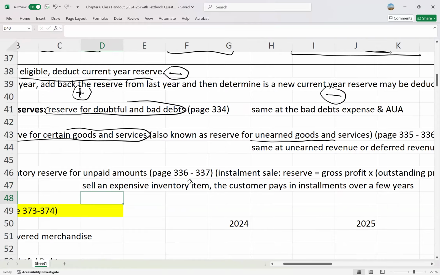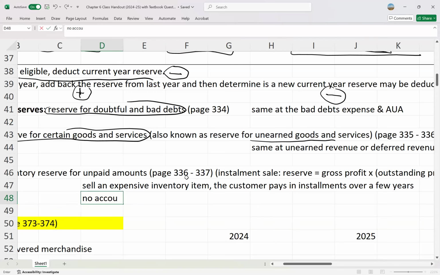You agree. For accounting purposes, you would include all of that in income in the year that the sale was made because a transfer of ownership was made to the customer. But for tax purposes, you can take a reserve because you didn't receive all the proceeds on the day the sale was made, as proceeds were going to be paid over a number of years. This one here, there is no accounting equivalent.